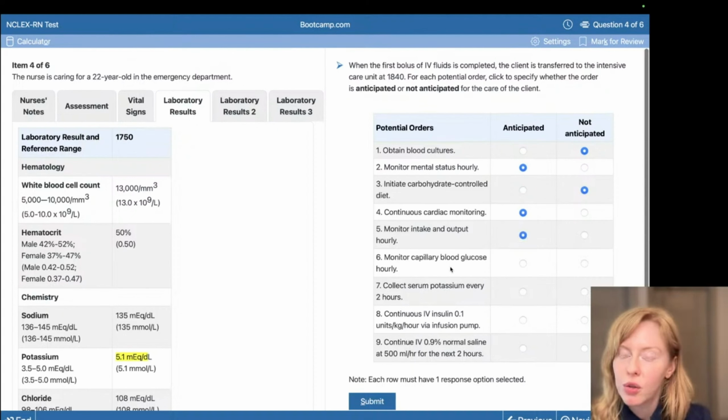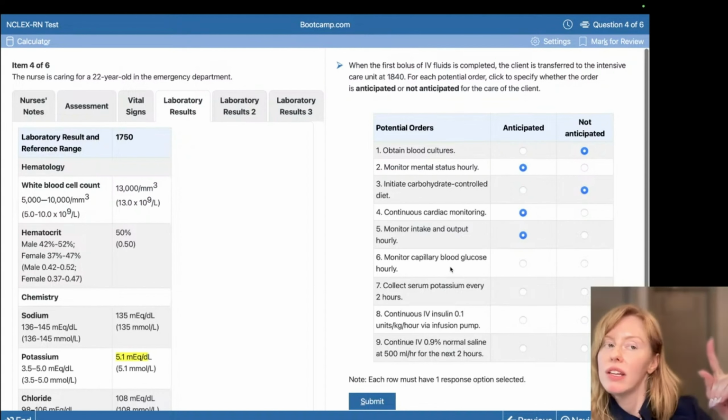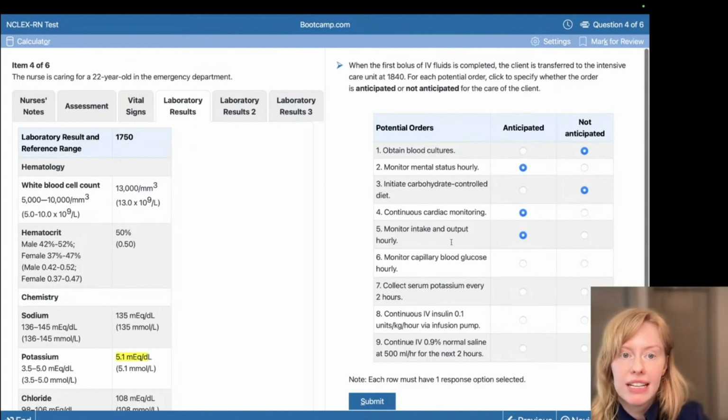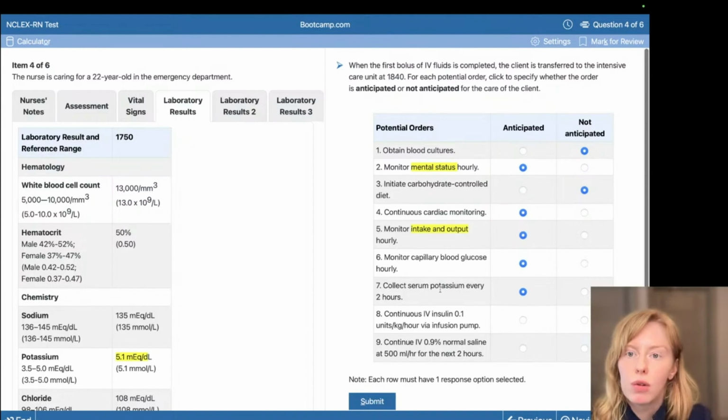Monitor the capillary blood glucose hourly. Yes, we want to check the blood sugar every hour and make sure not only that we're giving them enough insulin, but almost more importantly, we don't want to give them too much insulin and drop their blood sugar. So that's the other big thing we're monitoring when we're treating DKA. It's their mental status and obviously their I&O and blood sugar. Those are our kind of big 3. So that's correct. Do I want to collect the serum potassium every 2 hours? Yes, just like we're worried about the glucose going too low, we're worried about the potassium going too low as we give insulin to push it into the cells. So we're watching that and making sure that we're not causing hypokalemia.